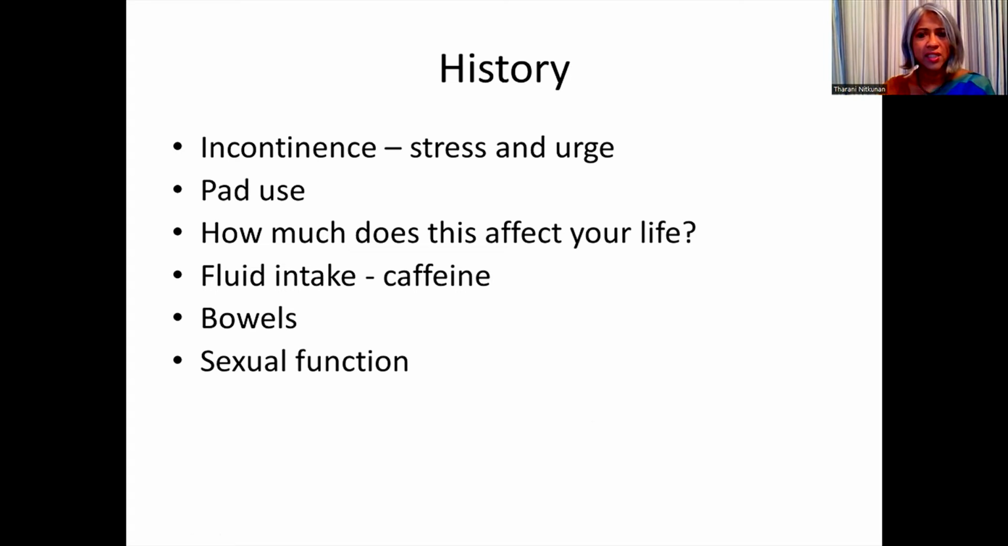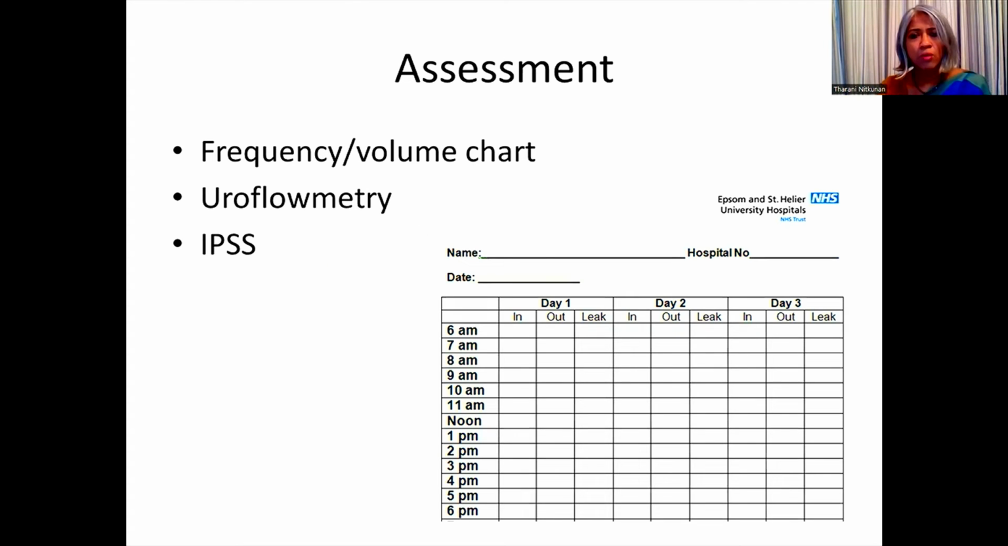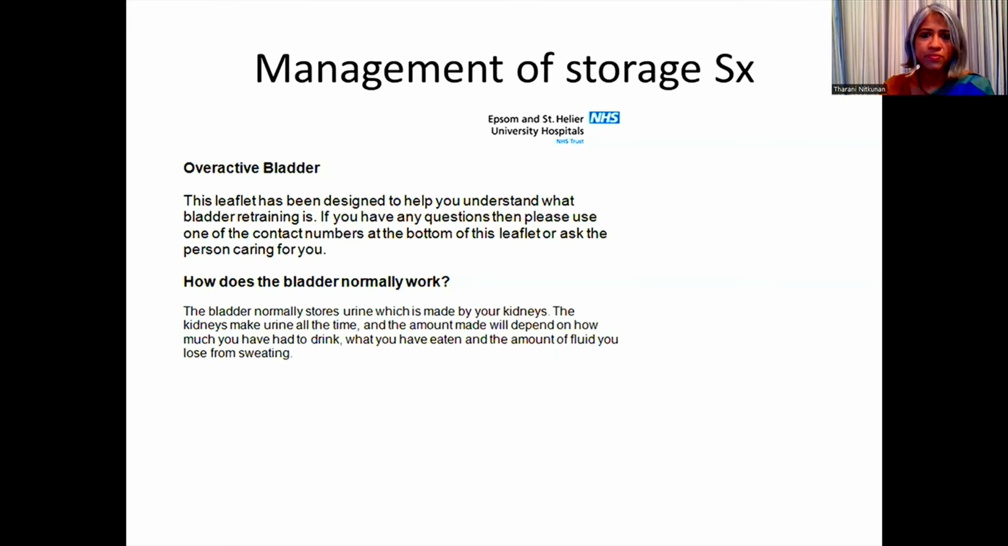All of these can be ascertained in the history. And how more can we assess them without using urodynamics? Well, we can use a bladder diary, a frequency volume chart. So we ask for this over 3 days, and we say, please write down everything you're drinking and pee into a jug. So measure how much you are peeing for every void for 3 days. And we also get basic flow rate measurements and of course the IPSS score.